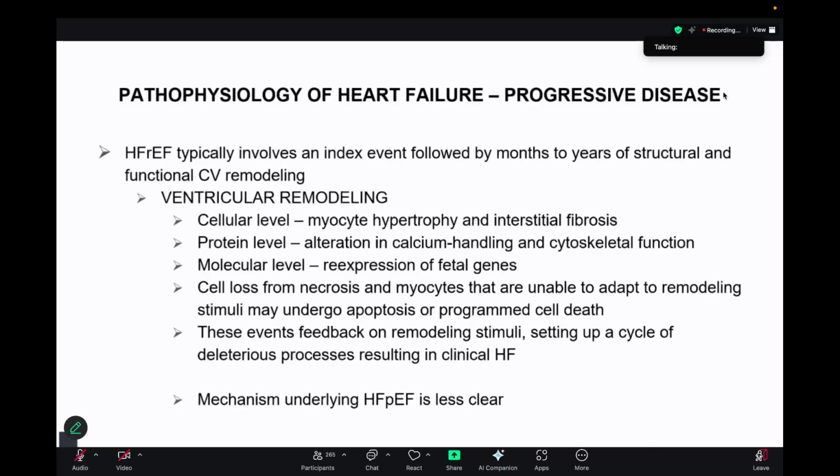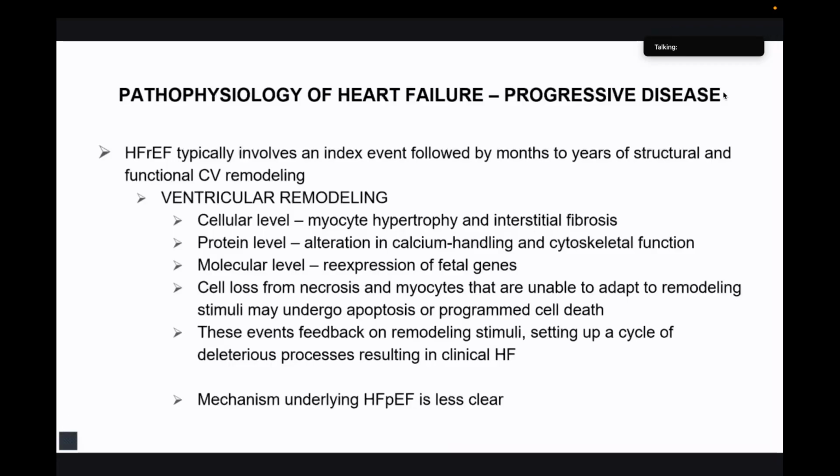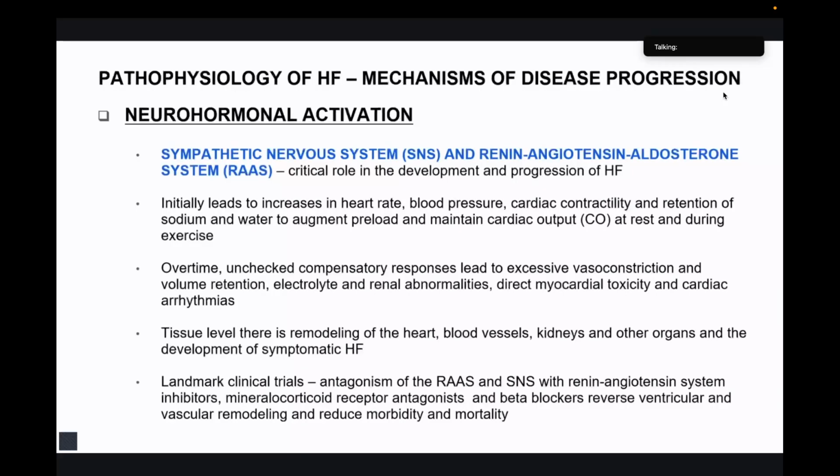Cell loss from necrosis and myocytes that are unable to adapt to remodeling stimuli may undergo apoptosis or programmed cell death. These events feed back on the remodeling stimuli and set up a cycle that is a deleterious process that results in clinical heart failure. Ventricular remodeling in HFrEF is actually well understood, but the mechanisms that underlie HFpEF are less clear. So what are the mechanisms that result in heart failure progression?